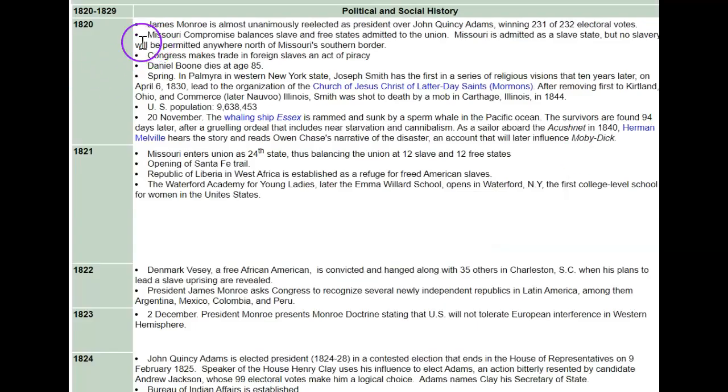In 1820, Joseph Smith, the originator of the Mormon Church, also known as the Church of Jesus Christ of Latter-day Saints, began his church.